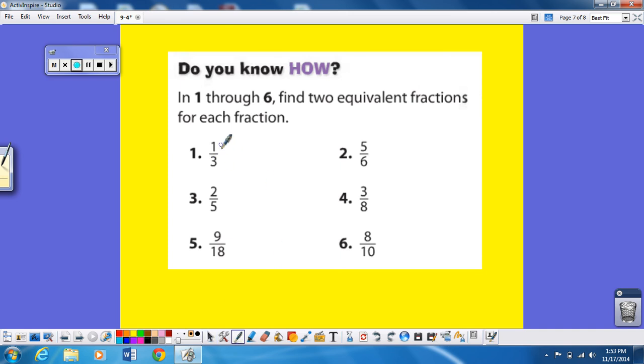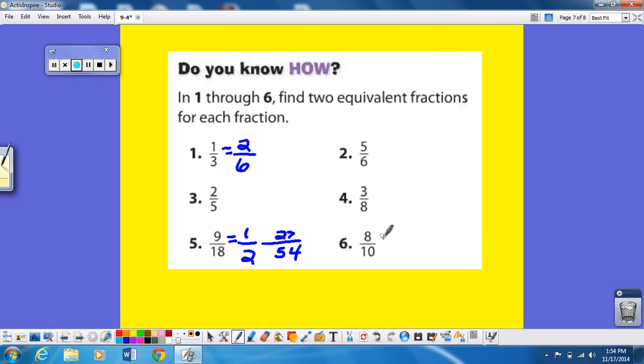So let's say here I want to multiply both by 2. 1 times 2 is 2, 3 times 2 is 6. I know 1/3 and 2/6 are equivalent fractions. Here, I think I'll divide both of these numbers by 9. 9 divided by 9 is 1. 18 divided by 9 is 2. Now I can multiply. Let's say times 3. 9 times 3 is 27, and 18 times 3 is 54. So I want you to see that you can do either one. You can multiply or you can divide. It doesn't matter what number you choose, as long as you choose the same number for the numerator and the denominator.